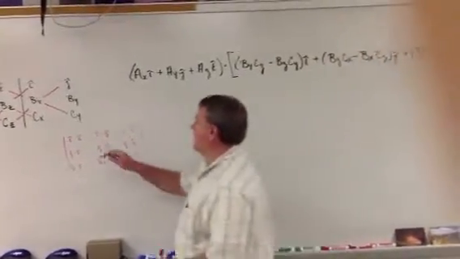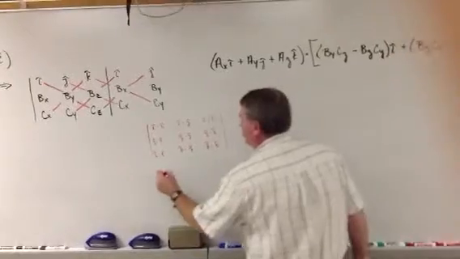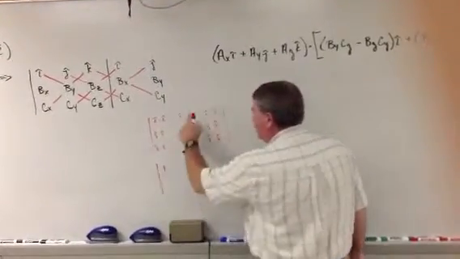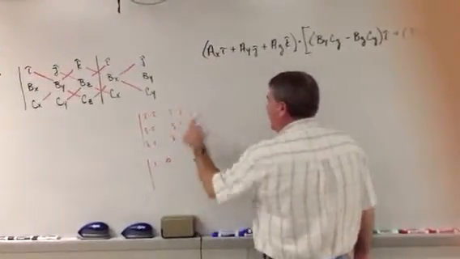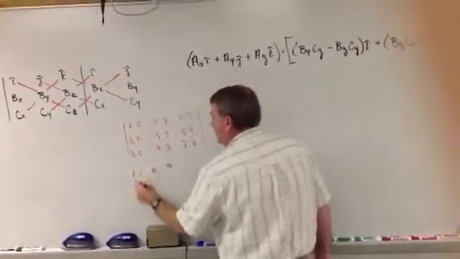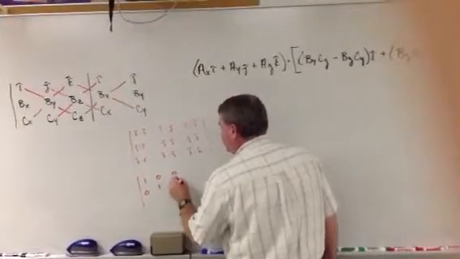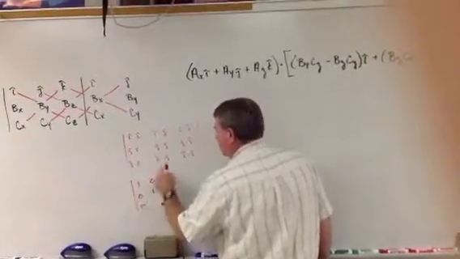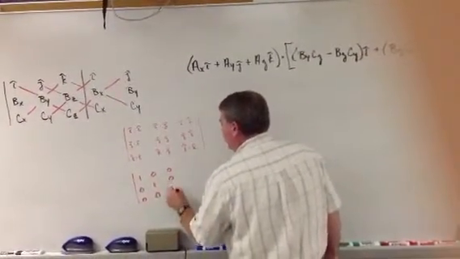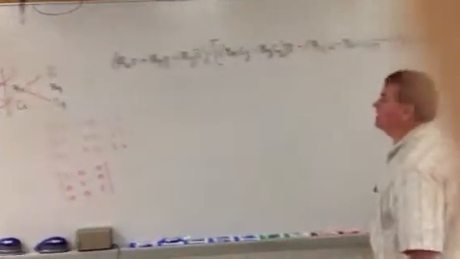Now, i dot i is equal to 1. i dot j is 0. i dot k is 0. j dot i is 0. j dot j is 1. j dot k is 0. k dot i is 0. k dot j is 0. k dot k is 1. And so you get the identity matrix.